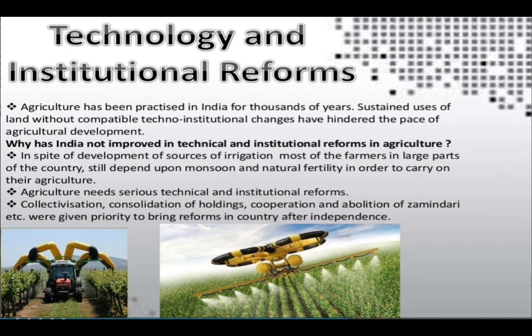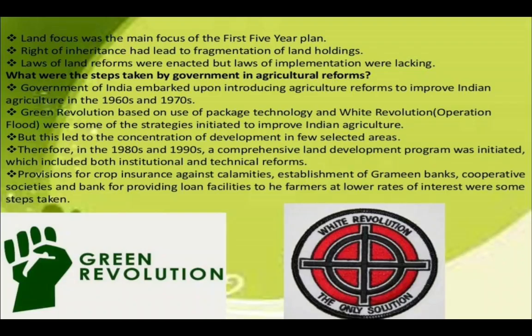Second, agriculture needs serious technical and institutional reforms. Collectivization, consolidation of holdings, cooperation, and abolition of zamindari, etc., were given priority to bring reforms in the country after independence. If these things happen, then we can say that the agricultural process can be improved. But in India, these have been delayed. So that's why technical and institutional reforms are not developed much in India related to agriculture.